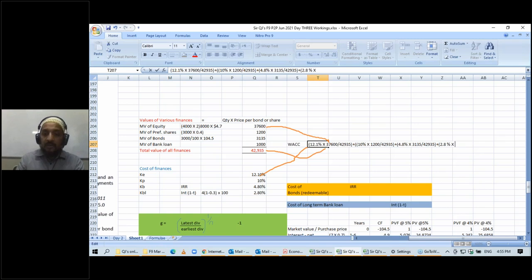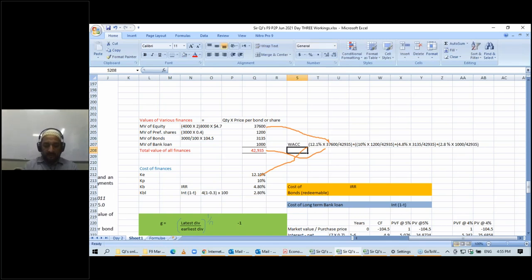Okay, so loans are 1000 value divided by the total amount, which is 42,935. Okay, this gives me the WACC, and the WACC in this case is 11.3% approximately.